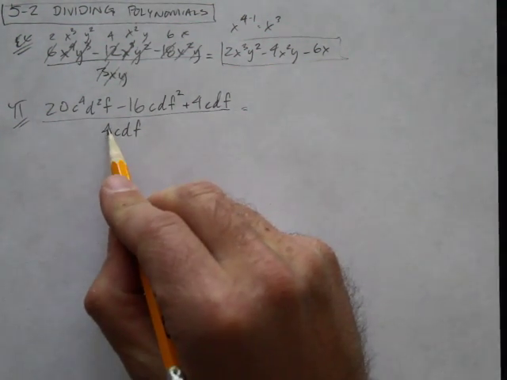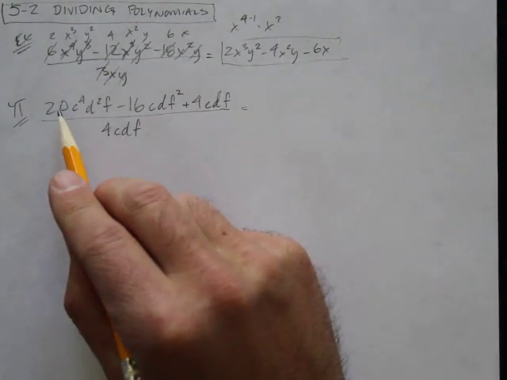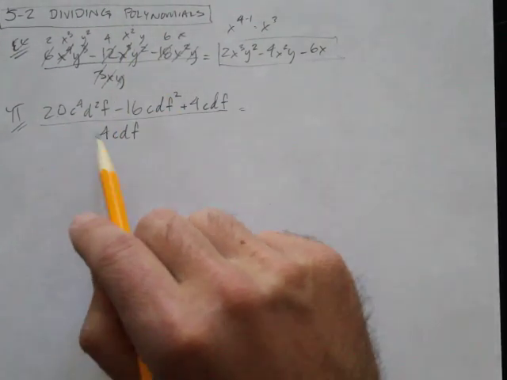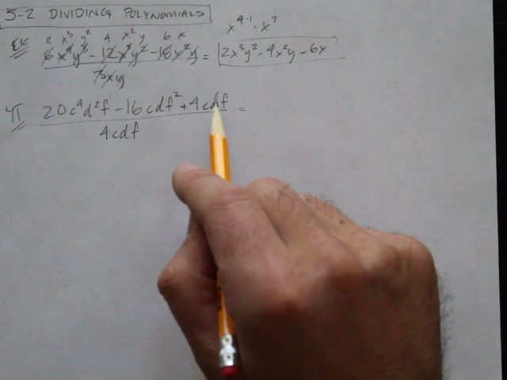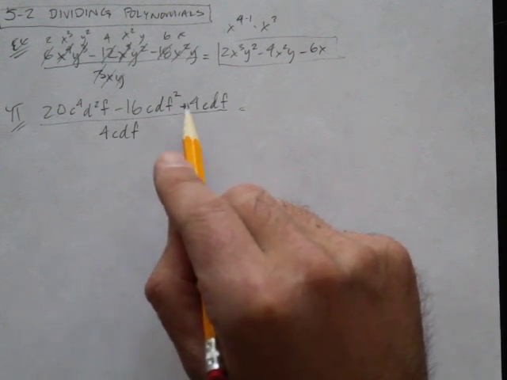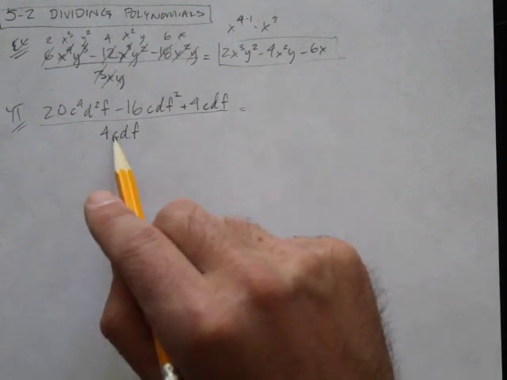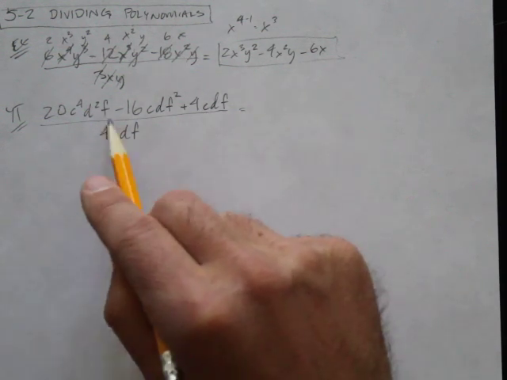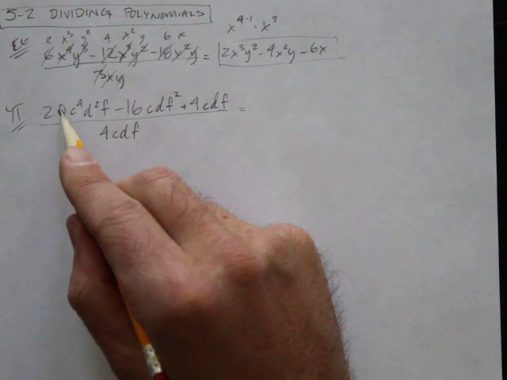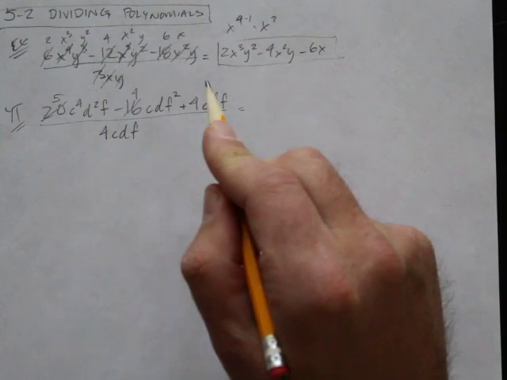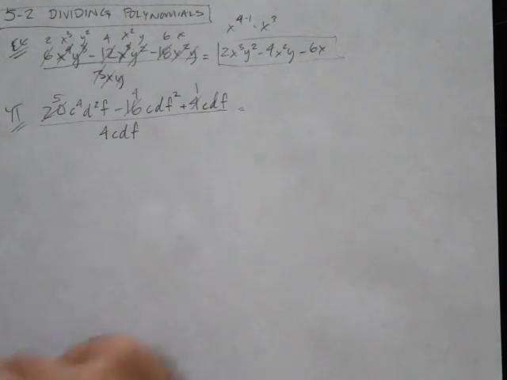All right, so I've got 4 here in the denominator. 4 goes into each of these terms, so I can divide each of these by 4. If this was 3 here, I couldn't divide any of them by 4. They all have to be divisible by 4 in order for me to divide any of them. So 20 divided by 4 is 5. 16 divided by 4 is 4. 4 divided by 4 is 1.